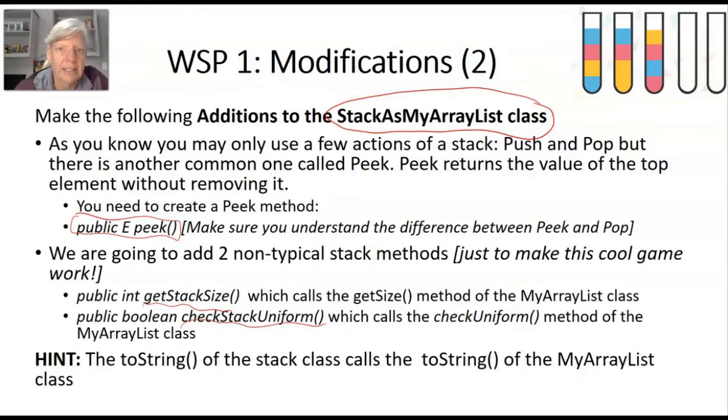We are going to add them now to the stack class. Okay, and for both of them we do exactly the same thing. We call the appropriate method from the myArrayList class. So in getStackSize we call getSize, and in getStackUniform we call the checkUniform method from the myArrayList class. You just added them there. Okay, how do you do that? Easy peasy. We did exactly the same thing with the toString. So first understand the toString method, and then you do the same for the other two.